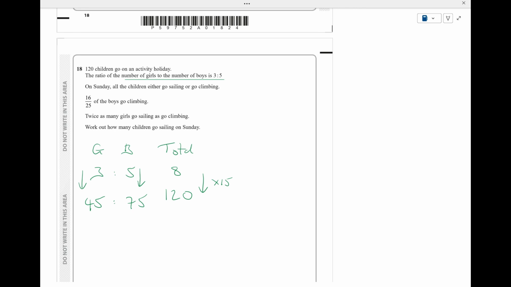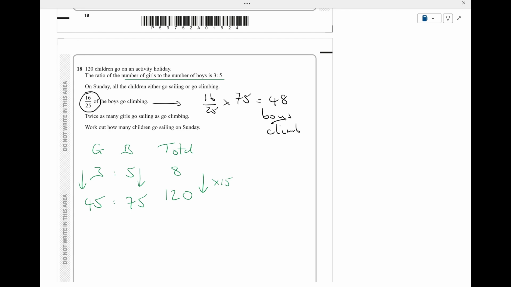Okay. On Sunday, all the children go either sailing or climbing. 9/25 of the boys go climbing. Wait a minute. I can work out how many boys that is, can't I? So climbing, 9/25 of the boys. So 9/25 of 75. This is how many boys. Did I say 9/25? I meant 16/25. So 16/25 times 75. 48 boys go climbing.